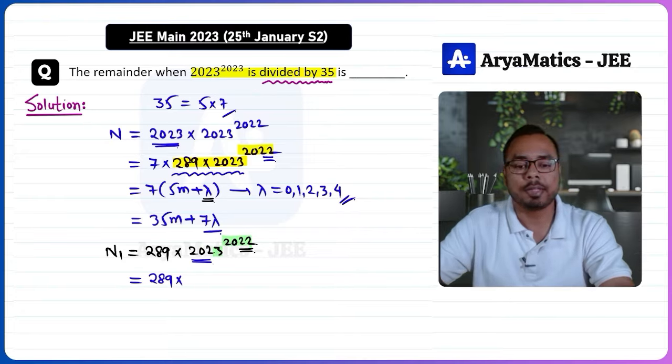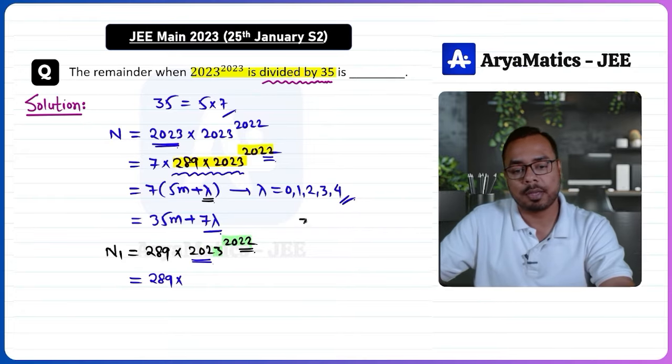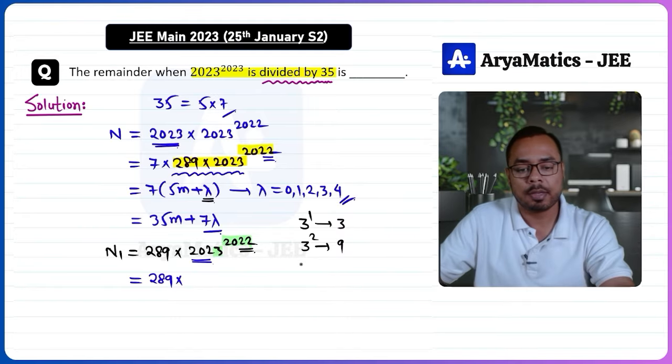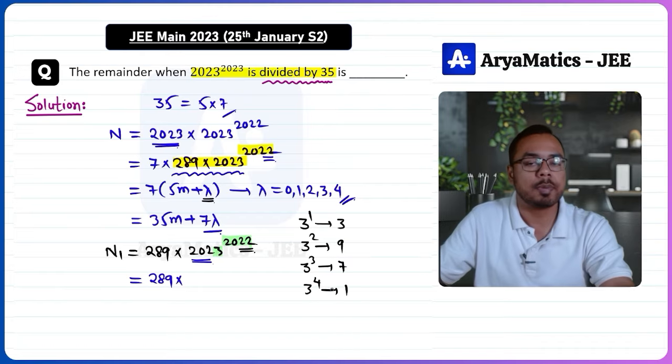And for finding the digit at unit place of this number 3 raised to 2022, we can use cyclicity. That means if you see the digit at unit place in different exponents of 3, 3 raised to 1 is 3. For 3 square, the digit at unit place will be 9. For 3 cube, it will be 7. For 3 raised to 4, it will be 1. And once you get 1, you will get the same pattern again.